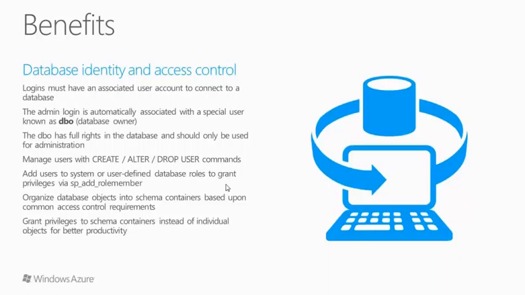So when you provision your server and you create that main login, this is really associated to the DBO account, and that's what gives you really SA privileges. That DBO has full rights in the database, and really it should only be used for administration. We talked about that in the last slide. Don't use that for anything else. Just use that for administration. Really, this is best practice.